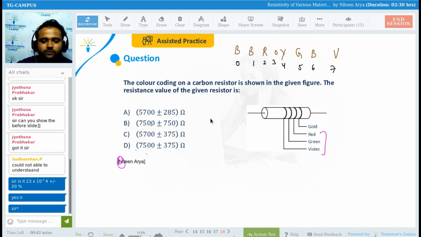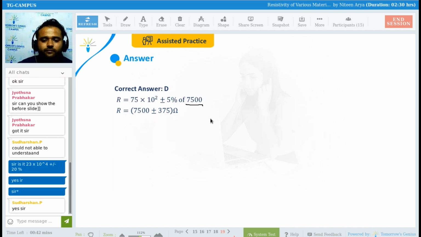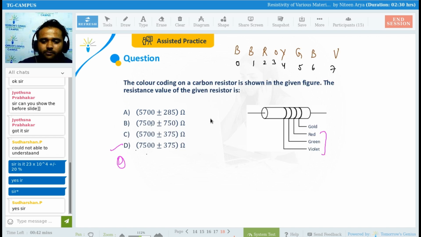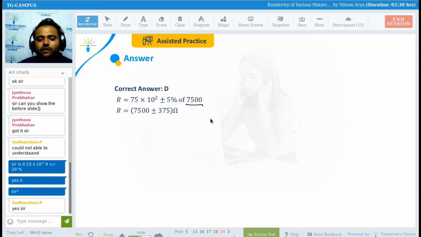How is it D? Okay, so this is the way. Simple. Just remember this line. Mark out the multiplier, and whatever the color given, find the percentage. I mean, you know the percentage. For gold it is 5, for silver it is 10. If instead of this it is silver, then that is directly 10%, 750.